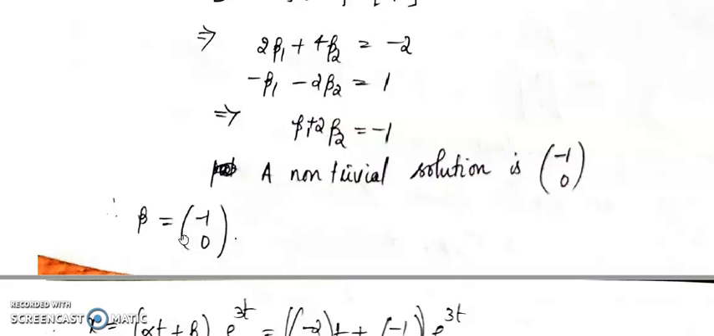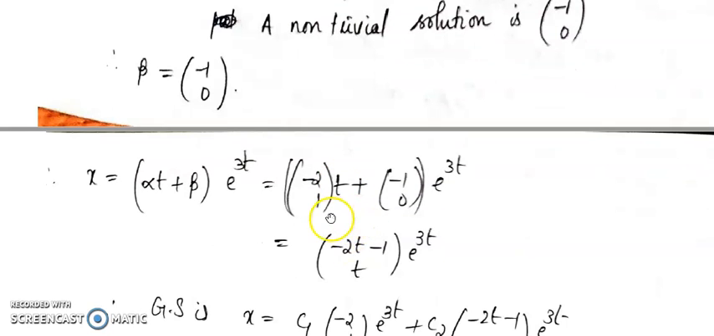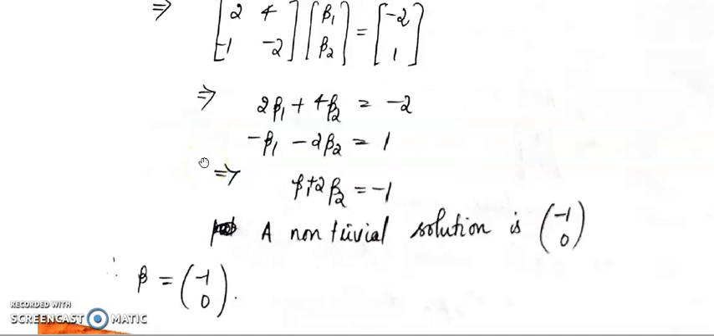Now we can write the second solution. The second solution will be x equal to alpha t plus beta, into e raised to lambda t. Alpha was the vector minus 2 1, times t, and beta is minus 1 0, into e raised to lambda t, where lambda is 3. When you add this you will get minus 2t minus 1 as the first component, and the second component is t, into e raised to 3t. Now we have got the two solutions.